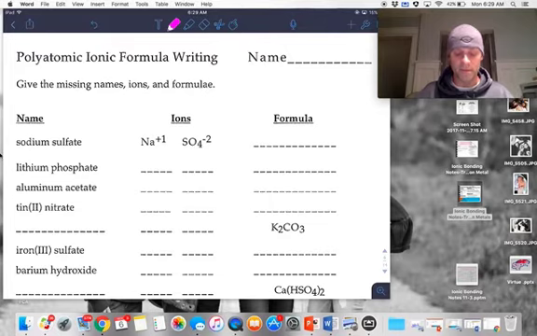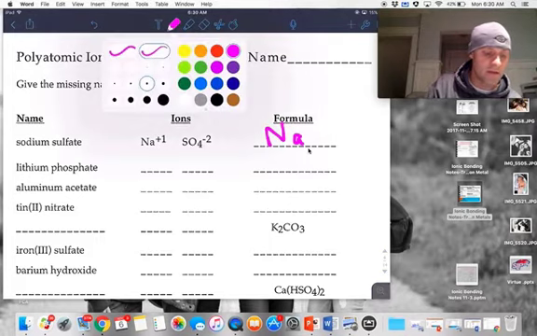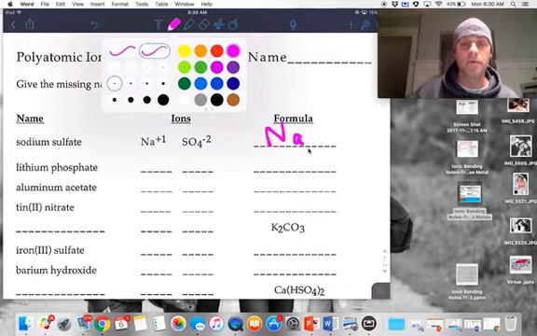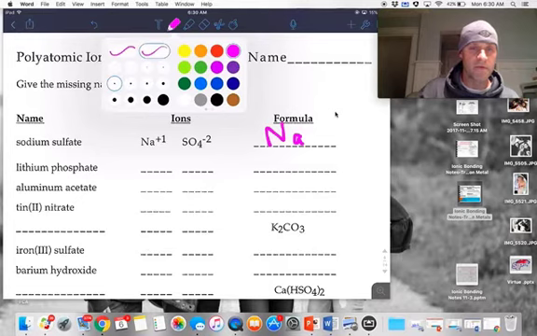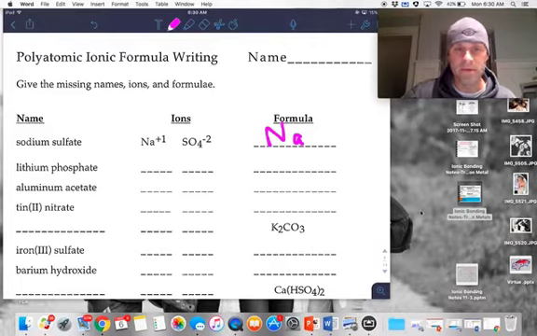What's the formula? So remember, when we go from a name to a formula, all we do is we take the metal symbol and write that down first. For my first one, I'd write Na because that is the symbol for sodium. And then I would just write the symbol for sulfate. Well, how do I know what sulfate is?